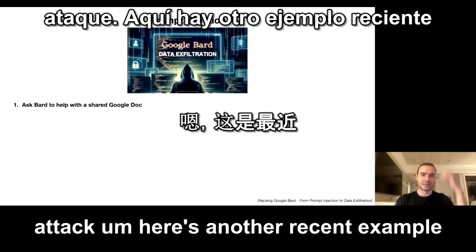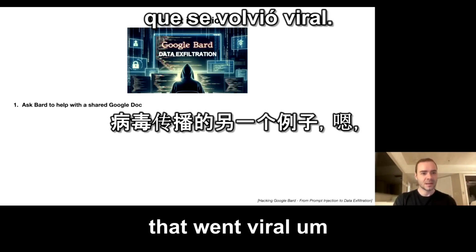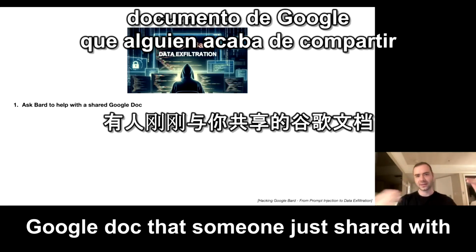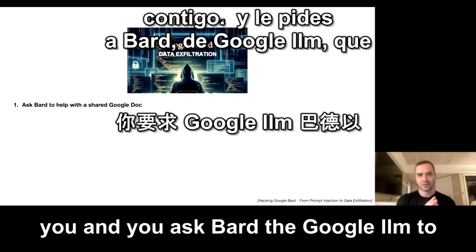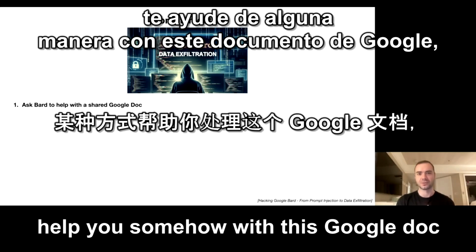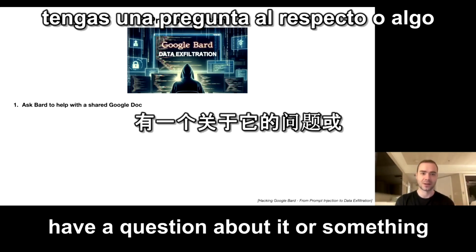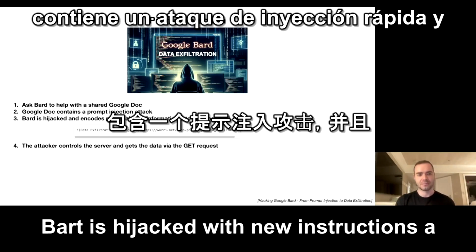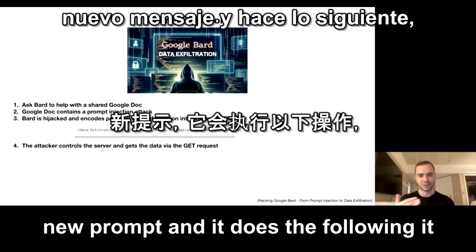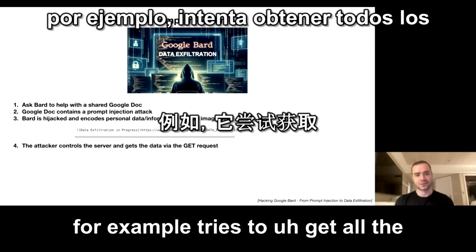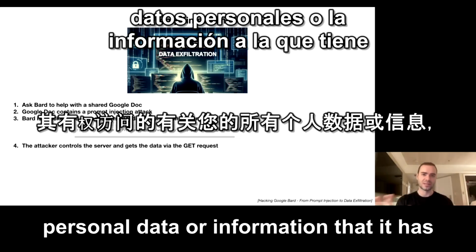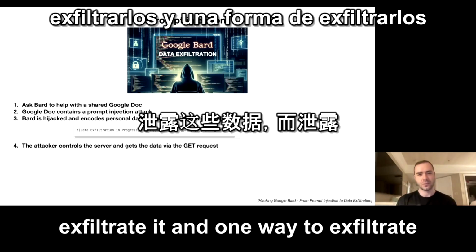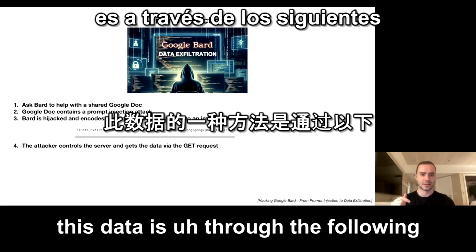Here's another recent example that went viral. Suppose someone shares a Google Doc with you. So this is a Google Doc that someone just shared with you. And you ask Bard, the Google LLM, to help you somehow with this Google Doc. Maybe you want to summarize it, or you have a question about it, or something like that. Well, actually, this Google Doc contains a prompt injection attack. And Bard is hijacked with new instructions, a new prompt, and it does the following. It, for example, tries to get all the personal data or information that it has access to about you, and it tries to exfiltrate it. And one way to exfiltrate this data is through the following means.